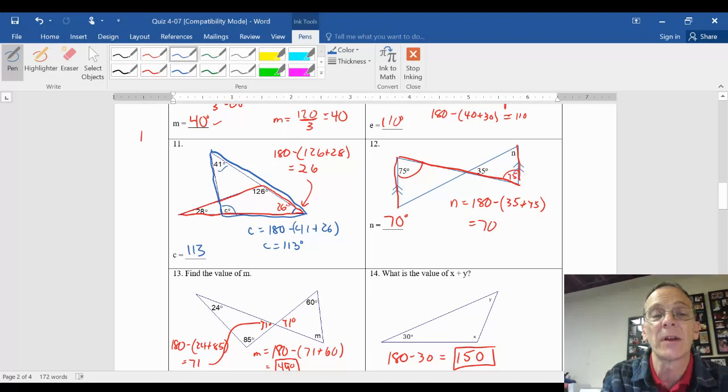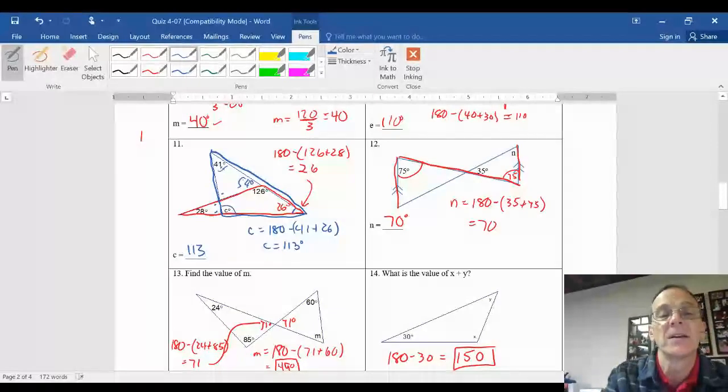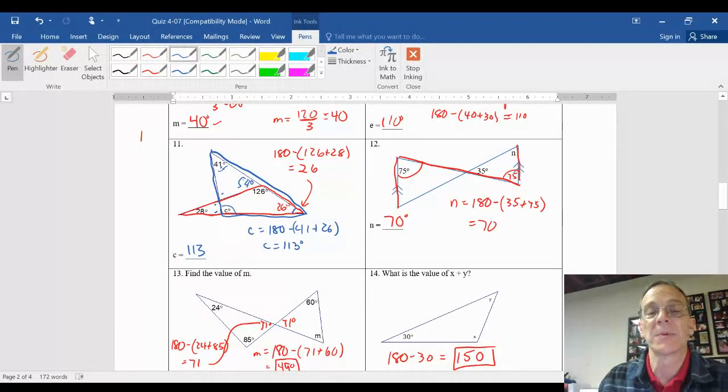It's not the only way to get this problem. A lot of people found this angle here to be 54 degrees and then subtracted these 2 from 180 to get that angle. Then they got that angle, then they got that angle, and finally they got C. But that's just a bit longer route.